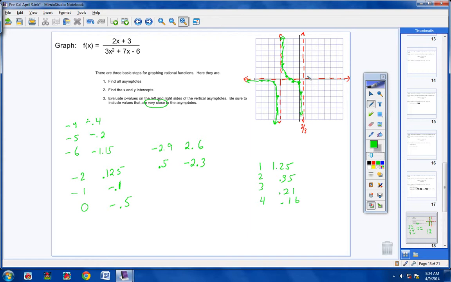So we can see it's getting closer and closer to 0. So at 1, I'm at 1.25. And then 2 is right here. And then 3 is getting a little closer. And then 4 is getting a little closer. So you should kind of get the idea. The graph's going to come up, hit here, and get closer and closer to the horizontal asymptote and closer and closer to the vertical asymptote, but never cross it.